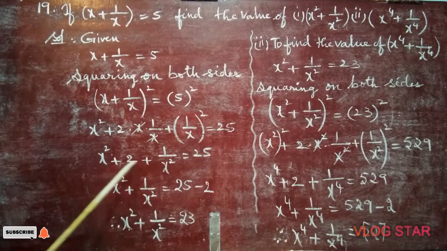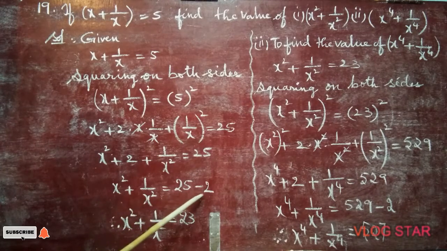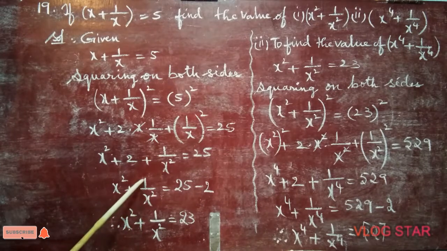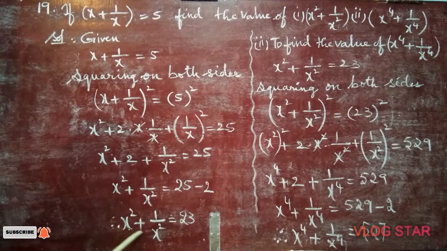Now +2 from the left side, take to the right side. Numericals one side, variables the other side. So x² + 1/x² = 25 − 2. Therefore x² + 1/x² = 23.